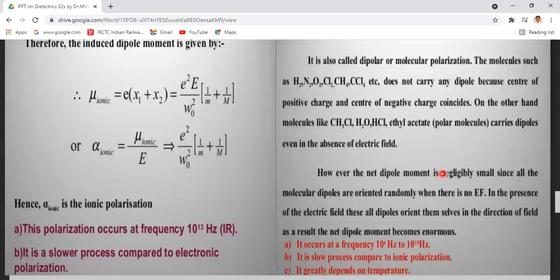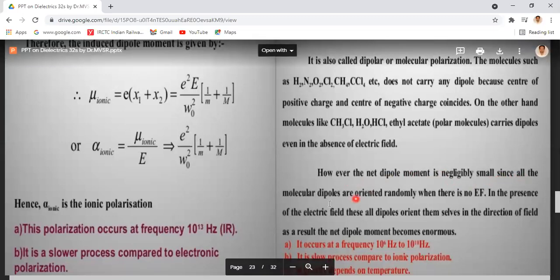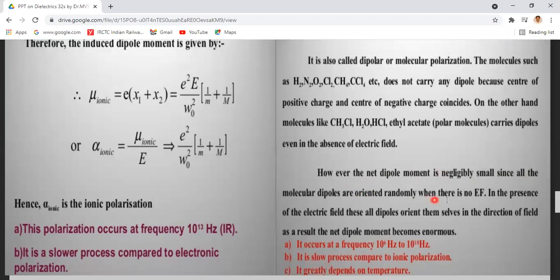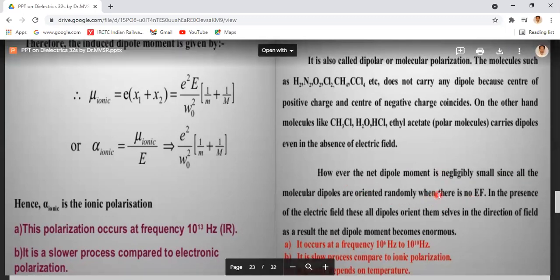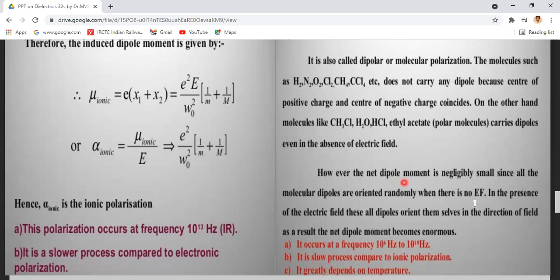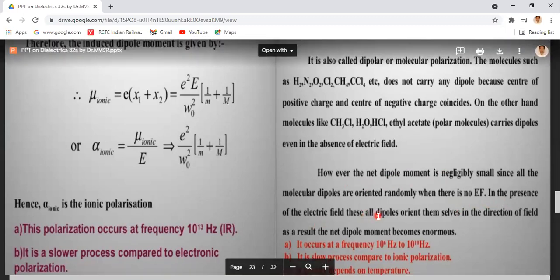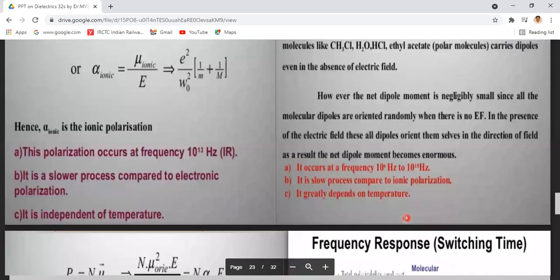However, the net dipole moment is negligibly small, since all the molecular dipoles are oriented randomly when there is no electric field. In the absence of an electric field, all the dipoles are arranged in random directions, so the net dipole moment becomes zero. But in the presence of an electric field, all these dipoles orient themselves in the direction of the field. As a result, the net dipole moment becomes enormous. This orientation polarization occurs from 10 power 6 to 10 power 10 hertz. It is a slow process compared to ionic polarization. It greatly depends on temperature; it is temperature dependent.